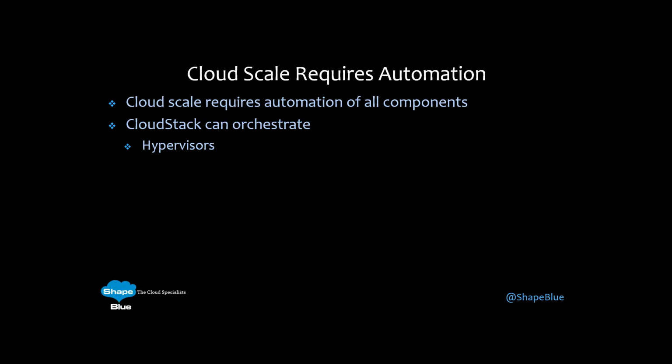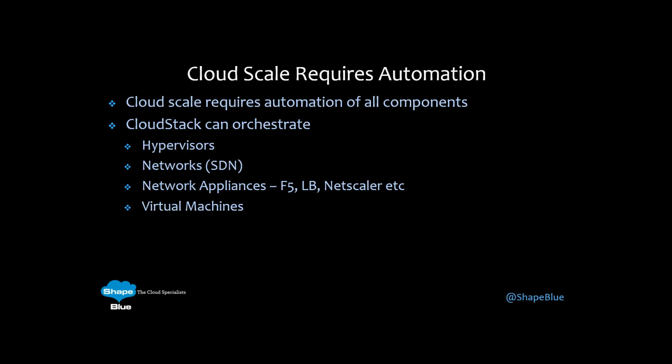So currently, CloudStack can orchestrate the hypervisors. It can orchestrate the networks, especially if we have SDN, software-defined networking. It completely takes control of what's going on at the network layer. We can orchestrate various appliances like F5 load balancers, Juniper SRX firewalls, Citrix NetScalers. We've got UCS integration now. The key thing is that CloudStack is orchestrating all of these devices, and of course it's orchestrating the virtual machines as well. It's creating them, stopping them, starting them, making them move between hypervisors, etc.